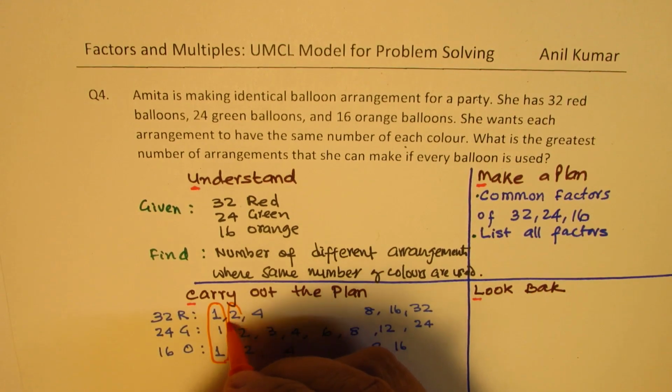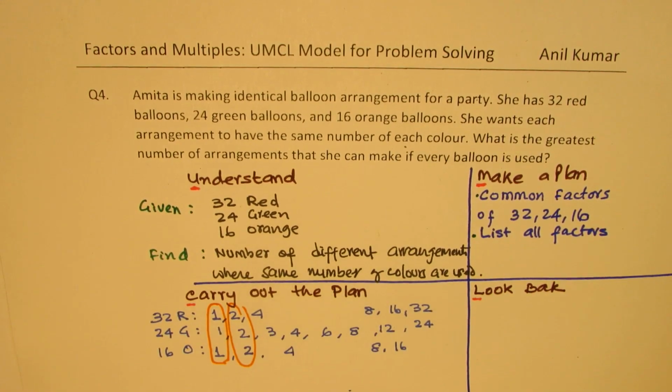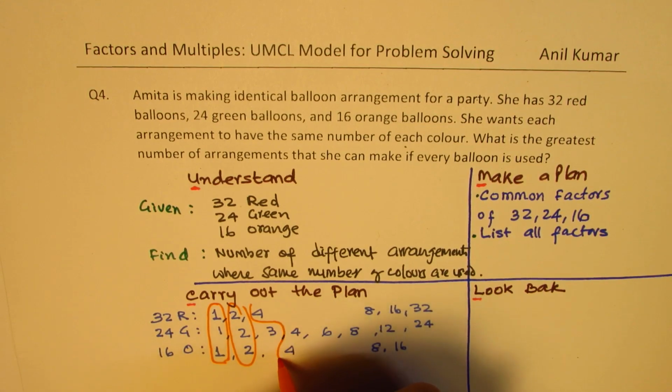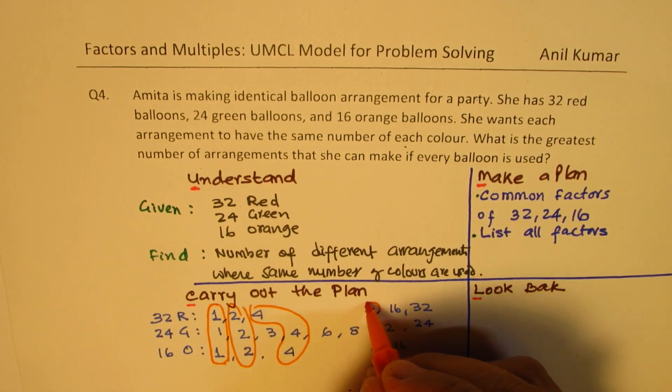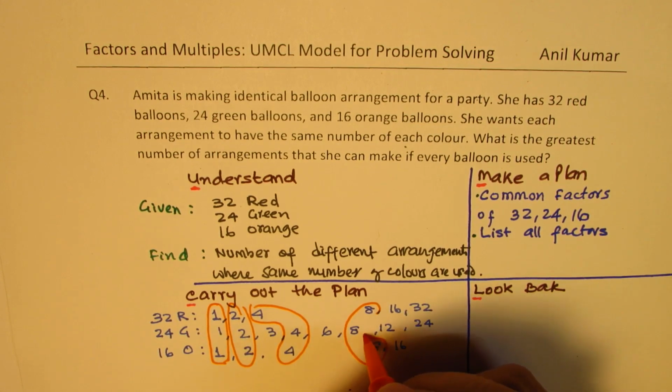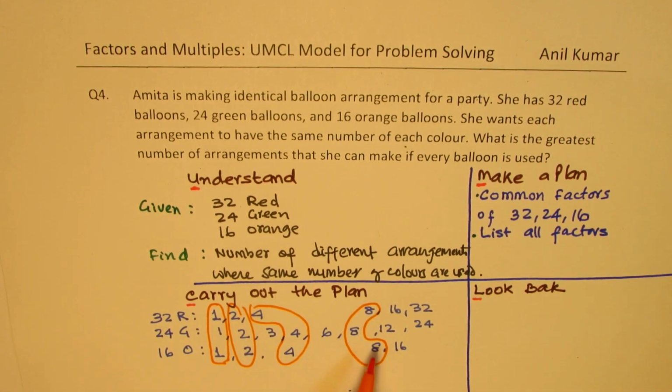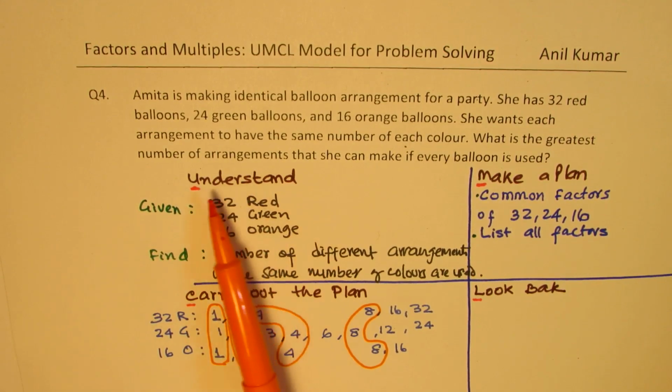We could have 2 common. Okay. We could have this 4 common. What else? We have 8 also common. Right? So these are the common factors in each. So that really means we could have arrangements where we have 1 of each. Right? So that means we have one big arrangement where all of them are together.